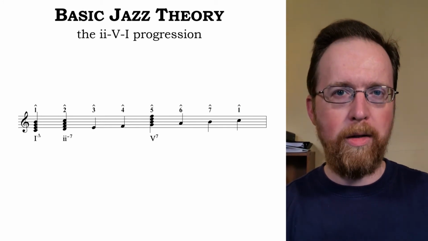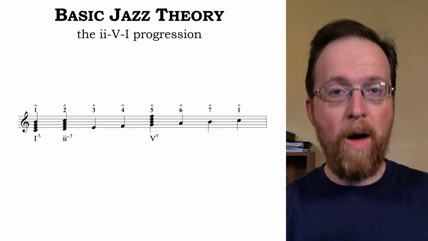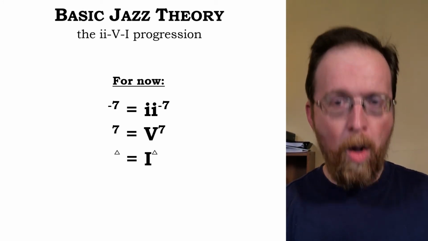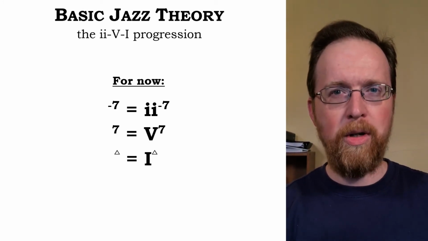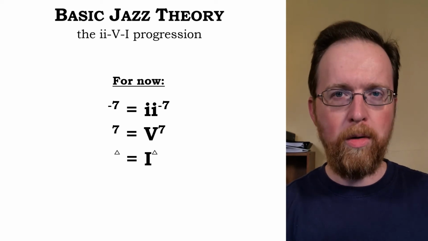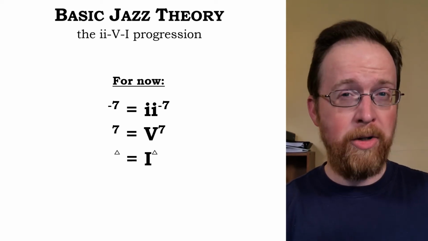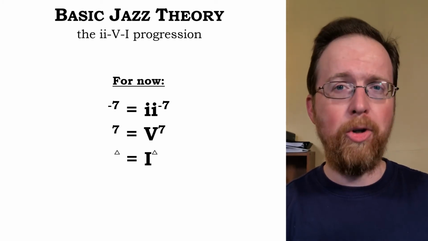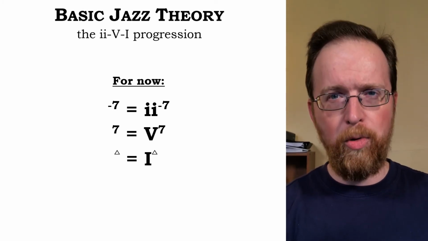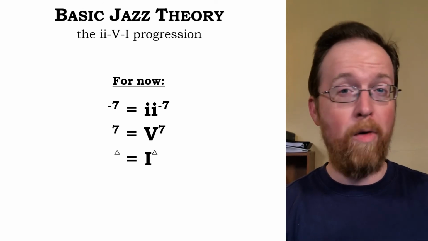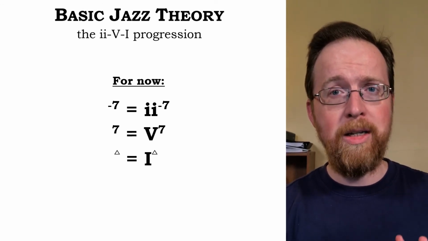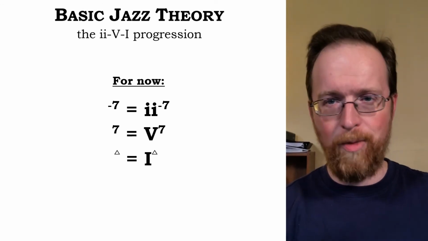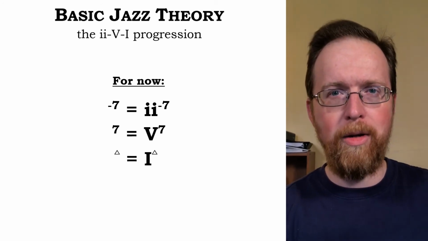unique harmonic quality. So for now, I want you to associate all minor 7th chords as a Roman numeral 2, all major-minor 7ths as a Roman numeral 5, and all major 7ths as a Roman numeral 1. Now this is a gross oversimplification, but it'll at least get us started. It'll get us to the sidewalk, maybe even a couple of blocks down the street.